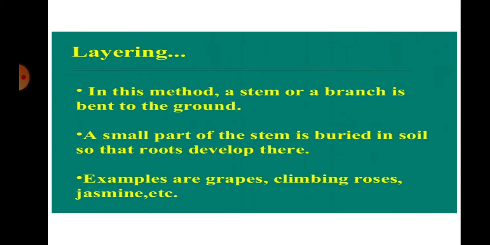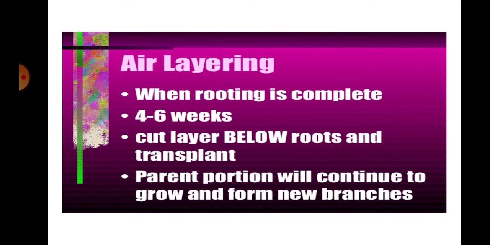Then again, layering is a method where a stem or a branch is bent into the ground. A small part of the stem is buried in the soil so that roots develop there. Examples are grapes, climbing roses, jasmine, etc.